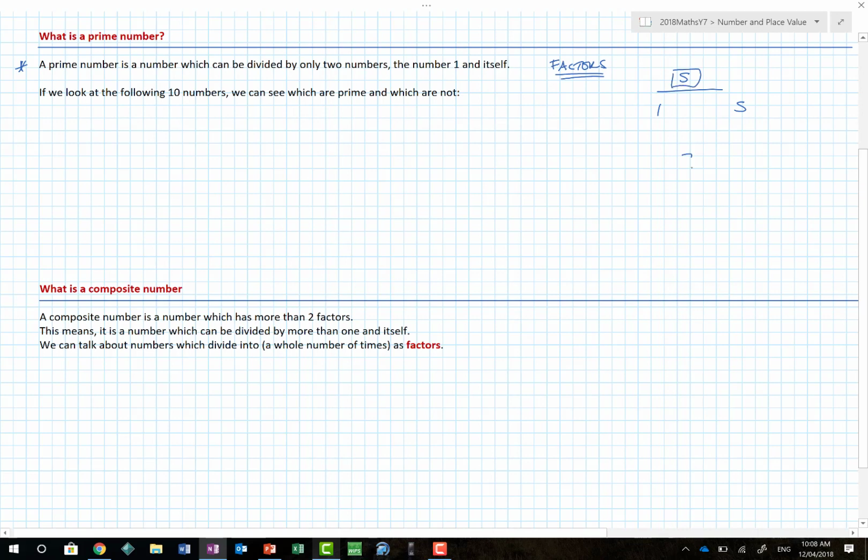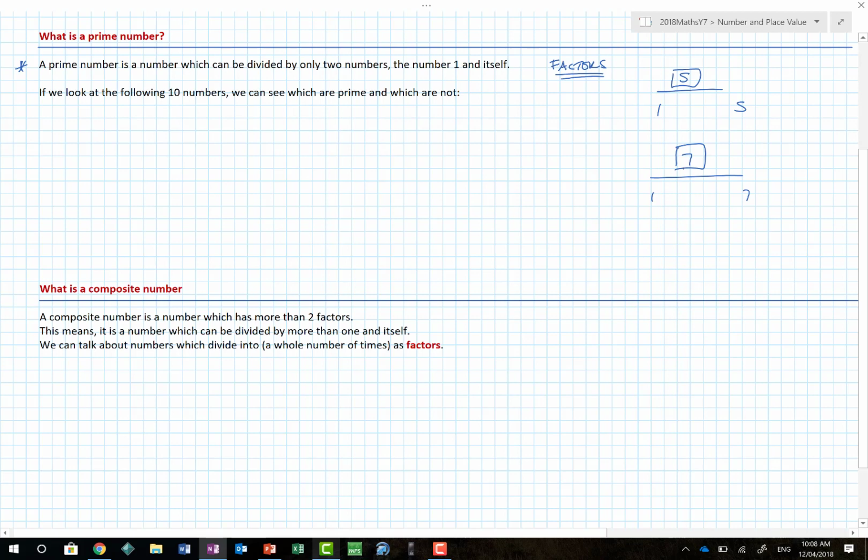What about the number 7? Are there numbers that go in? Well, 1 and 7 obviously will always divide in. But what about 2? No, that will leave a remainder. 3? Nope, that will leave a remainder. 4? Nope. 5? Nope. 6? Nope. And there we go. So 7 is also prime.